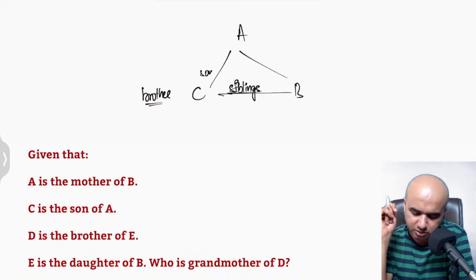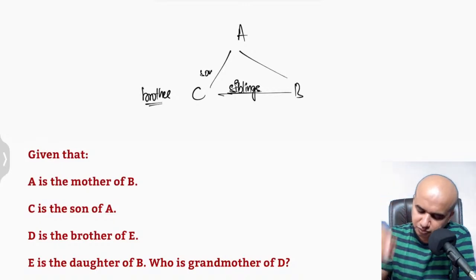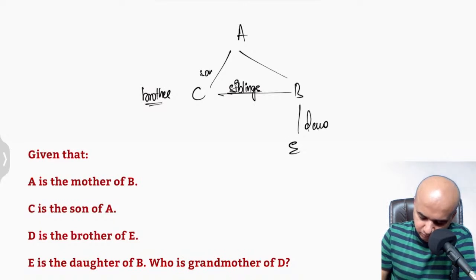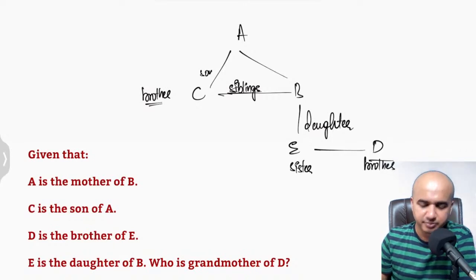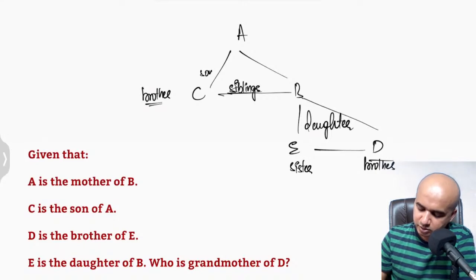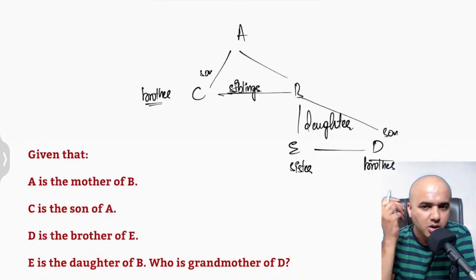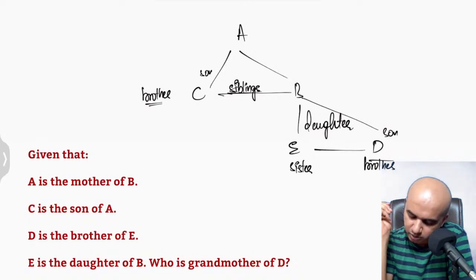Then D is the brother of E and E is the daughter of B. Okay, B has a daughter E and D is her brother. Both are children of B, son and daughter. Now what is the question?